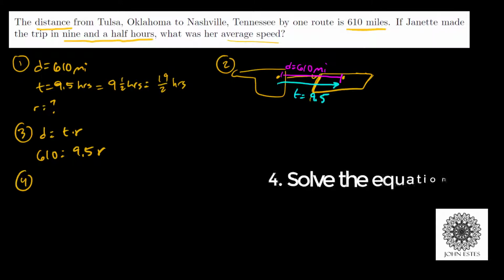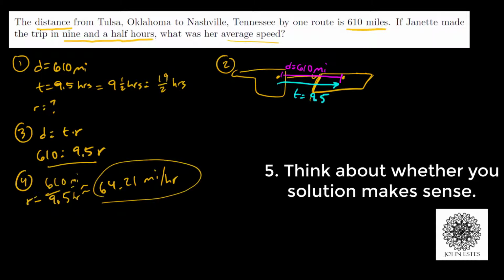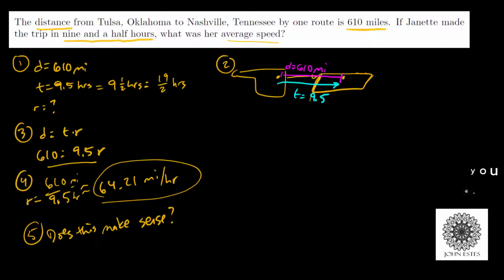So for step four, all I have to do then is solve this linear equation. And the way you solve an equation like this is just by dividing by 9.5 on both sides to give me r. And you'll need to put this in a calculator, and you'll get a value of about 64.21 miles per hour. Right? I divided miles by hours, which should give me miles per hour, or mph is a more common way of saying this. And so I think that's my answer. But now what I need to do is sit there and make sure, does this seem logical? And so for step five, I ask myself, does this make sense? And I think it does.